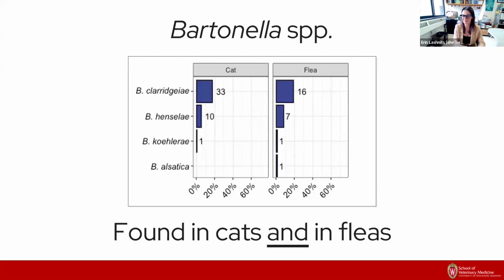The final species that's listed here, Bartonella alsatica, this is actually a rabbit Bartonella, and we found this in one of the rabbit fleas that we collected from one of the cats. Very interesting, has not been found before in cats or their fleas.